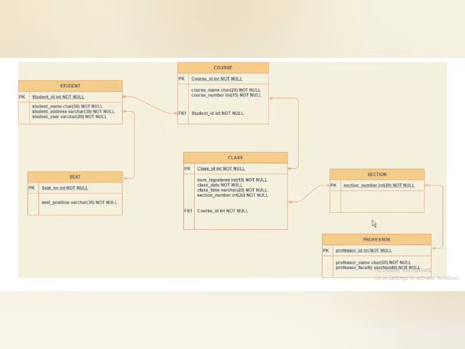And then the last is the table of professor. The primary key here is the professor ID, and then professor name and professor faculty. The relationship of the professor and the section is one and only one.